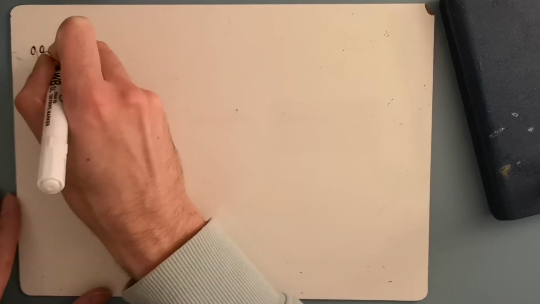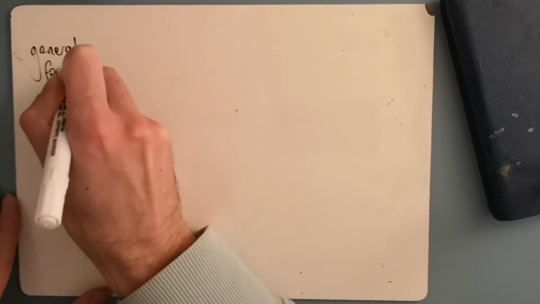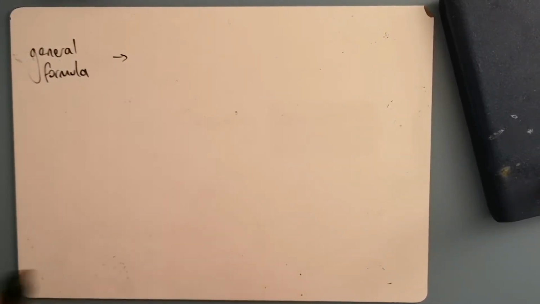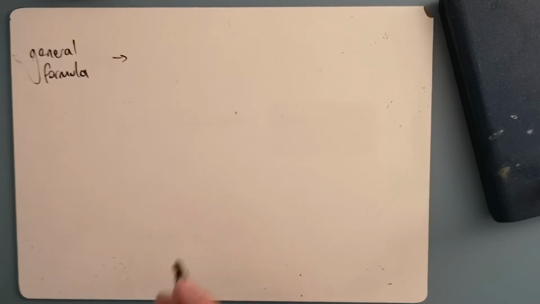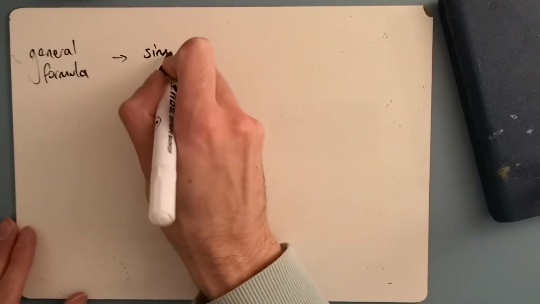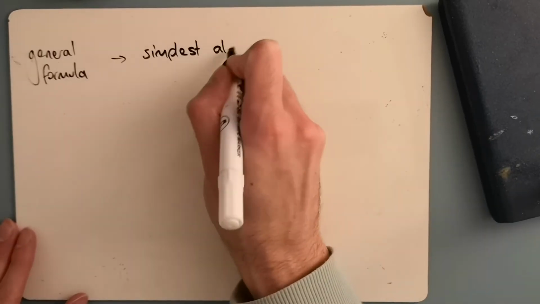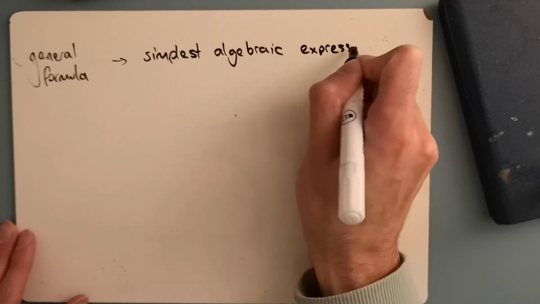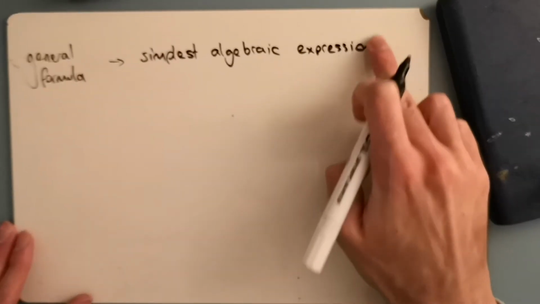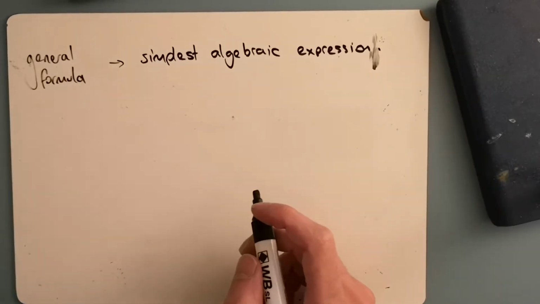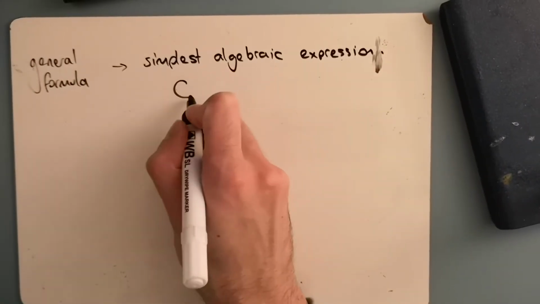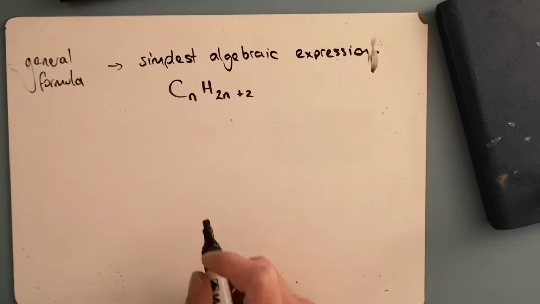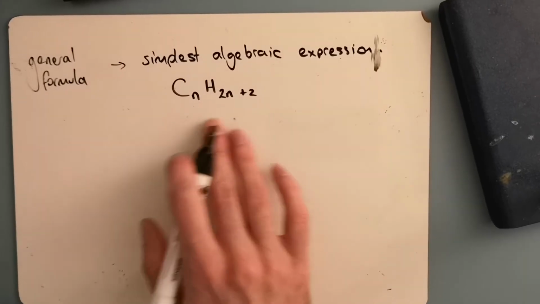So general formula. So this is the simplest algebraic expression of the formula. So an example would be an alkane is CnH2n+2. So in this, any alkane that we wanted to would follow this rule.